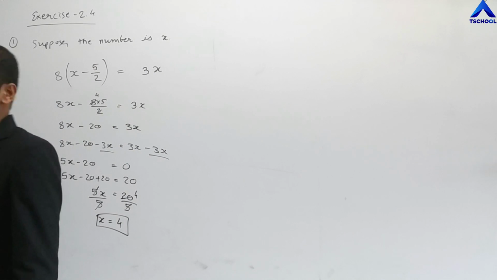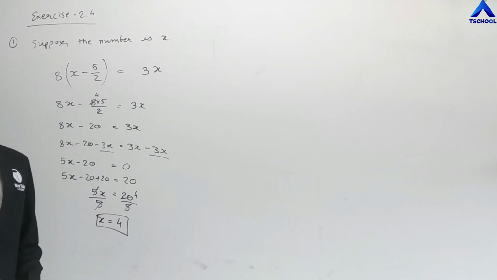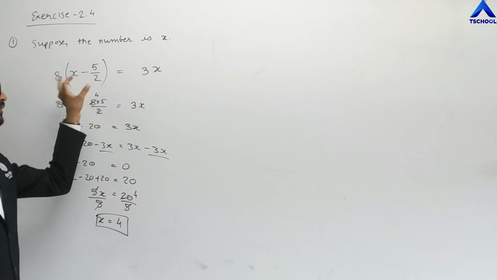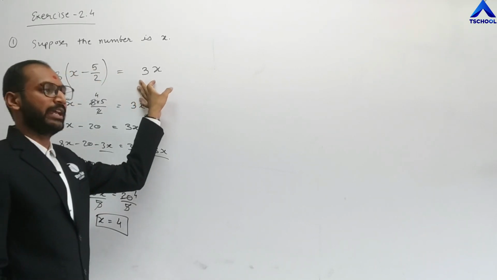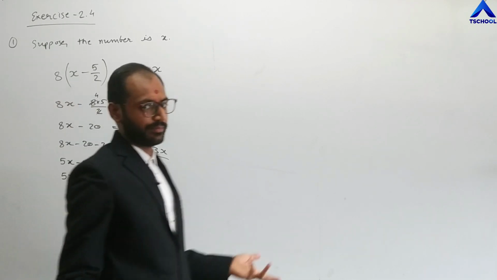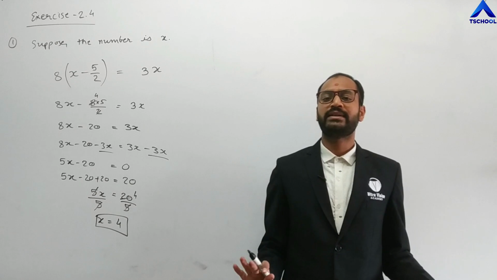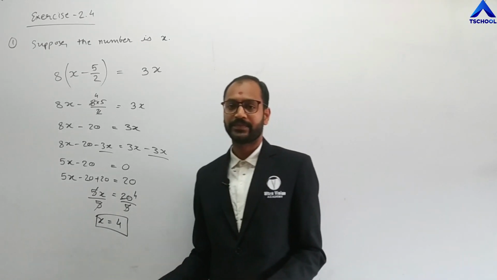If you want to verify this, you can cross check it by putting this value of x here. If you put this value and if you get the answer of 3 times the original number, then our supposed number is correct. Clear? You can cross verify it. But we will see it later in the same chapter. Clear?